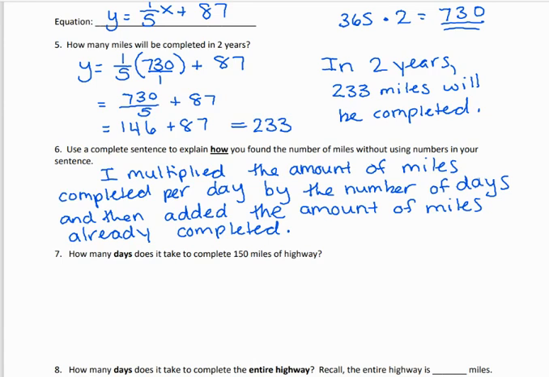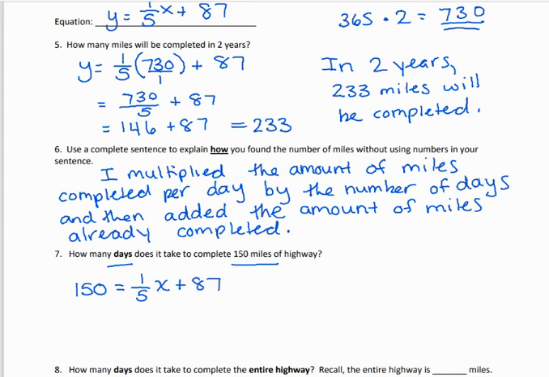All right, so this next one, number 7, says how many days if 150 miles have been completed. So what are we going to be looking for? What variable now? X, good. So we're going to take that 150 and we're plugging it in for y. Instead of saying y equals 150 is my distance, that goes in for y. Then we'll have our 1/5 x. We don't know what x is. That's our days that we're looking for, plus the 87.